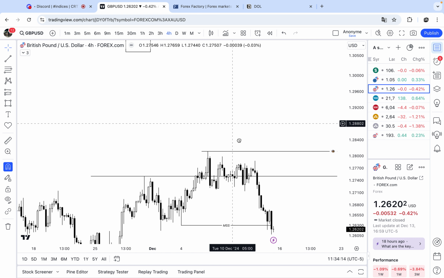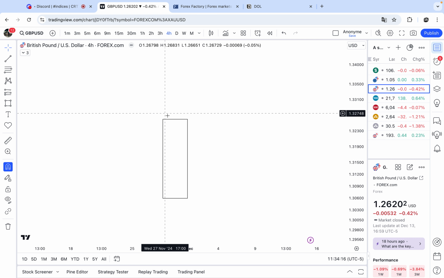So for me, I'm always taking partials, or I'm taking my whole position off once I'm hitting like 2R or 3R, and I'm waiting for the next opportunity.